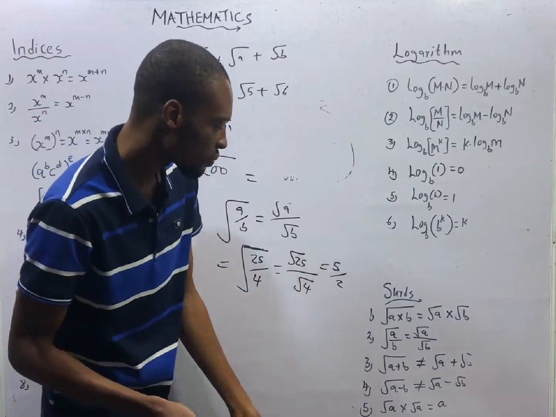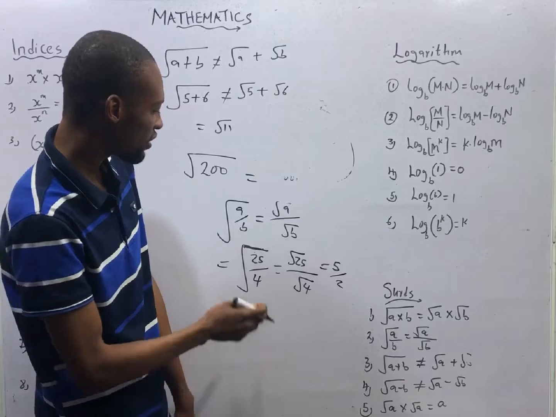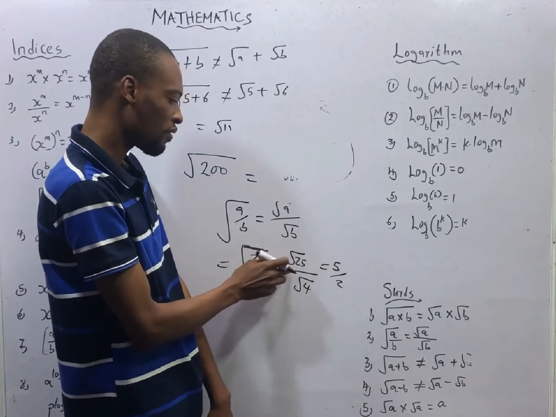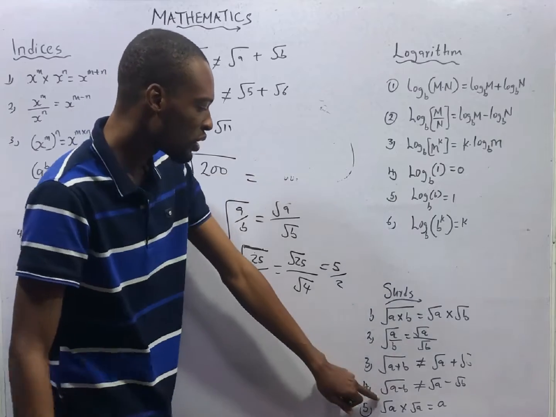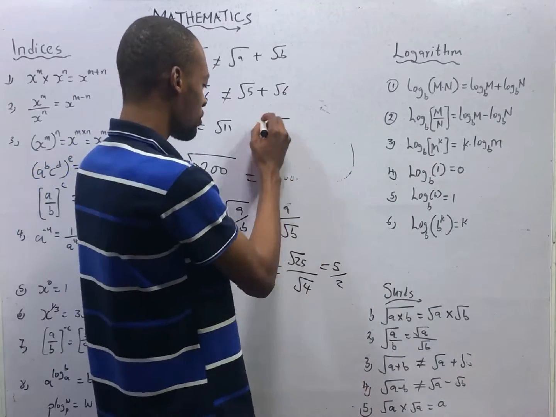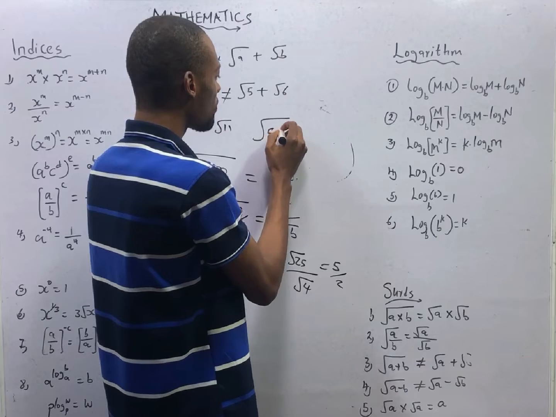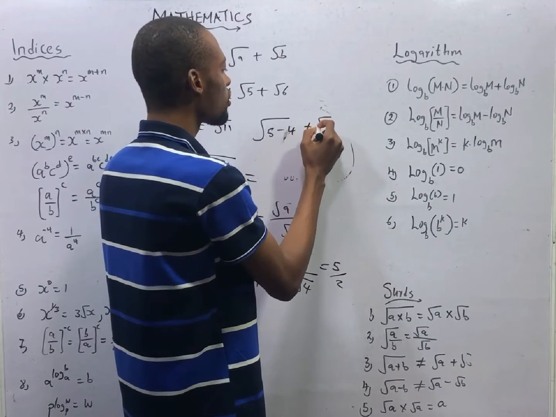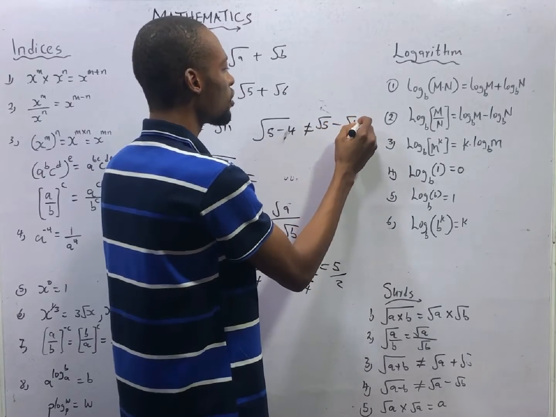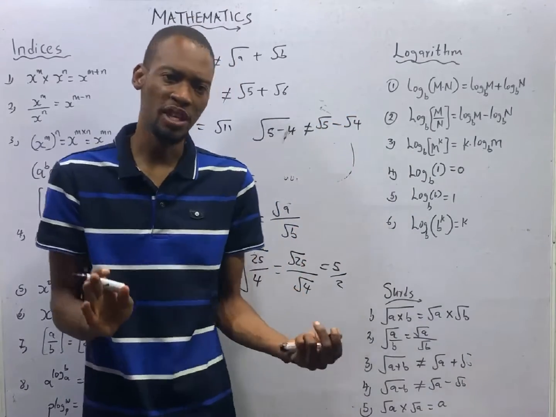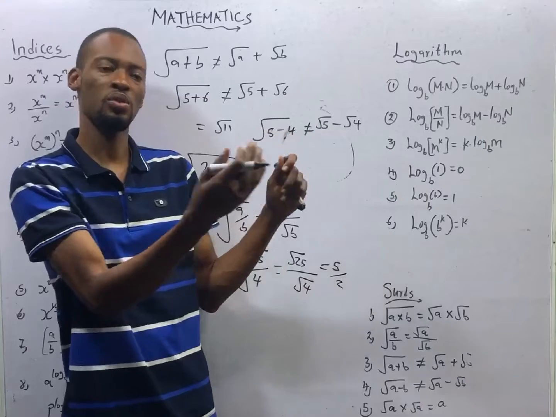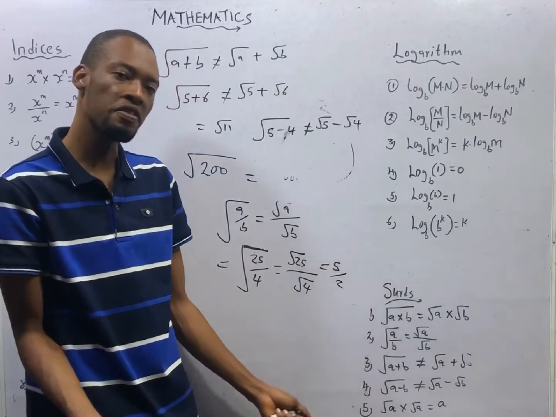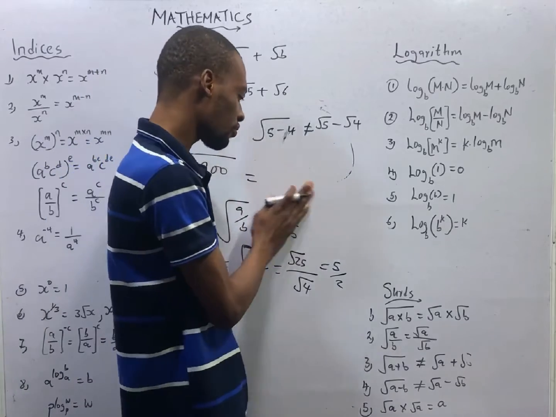And the next one says, we've been told that if you have a over b, it is the same thing as the square root of 25 over the square root of 4. But when it comes to subtraction, the square root of 5 minus 4, for example, is not equal to the square root of 5 minus the square root of 4. Under addition and subtraction, don't break the square root into two. It is not correct.